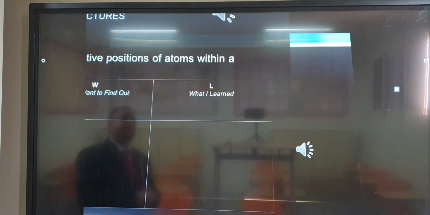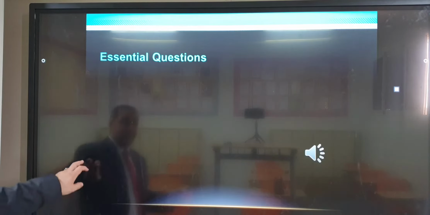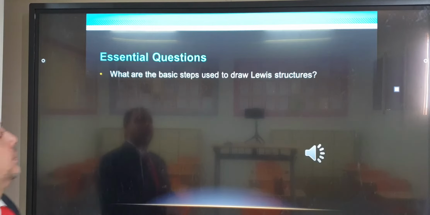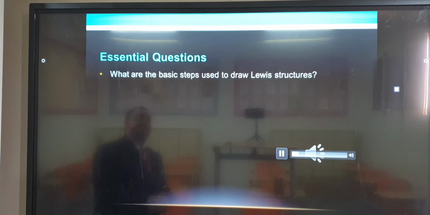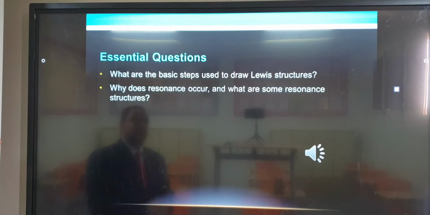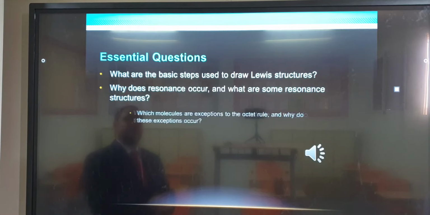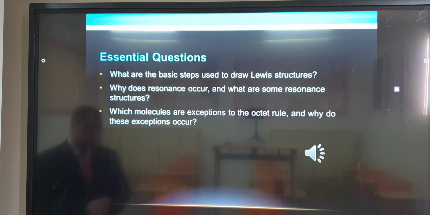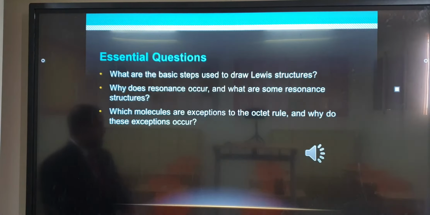After that, the essential questions that we are going to study. Number 1, lesson essential question. What are the basic steps used to draw Lewis structures? Why does resonance occur, and what are some resonance structures? Which molecules are exceptions to the octet rule, and why do these exceptions occur? These are the essential questions that we are going to study.